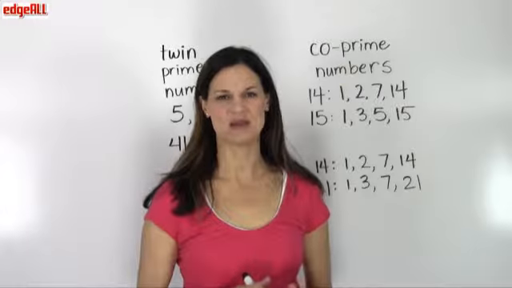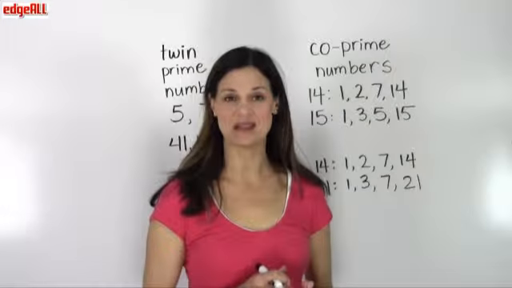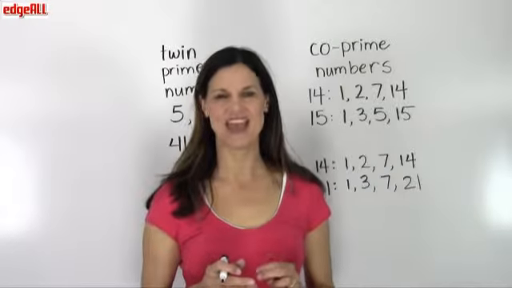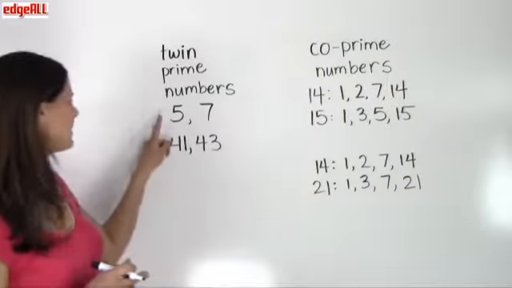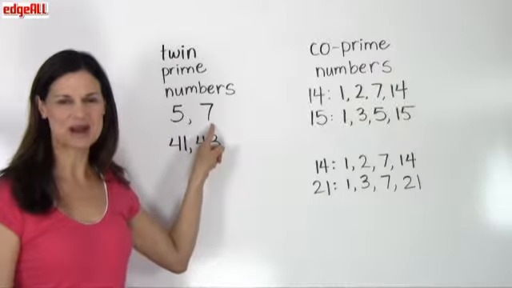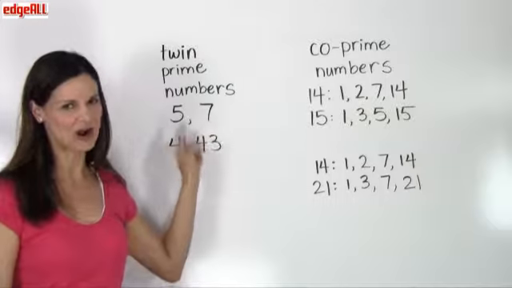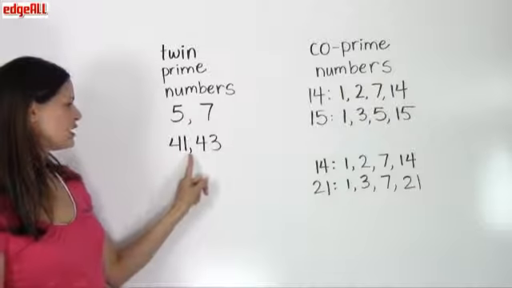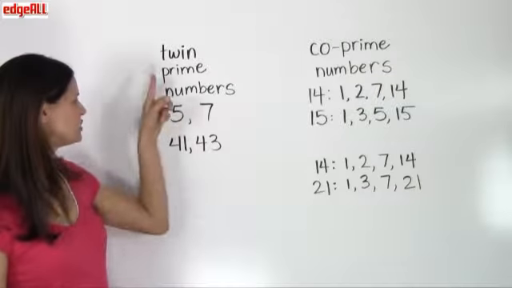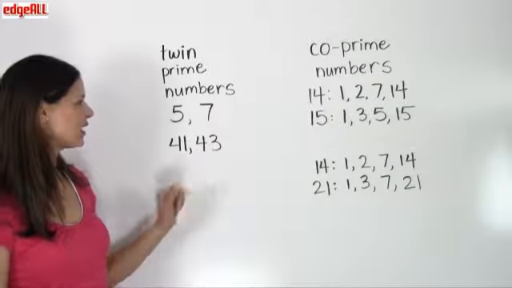Twin prime numbers are two prime numbers which are apart by 2, and they're called twin prime numbers. So 5 and 7 are twin prime numbers because they are apart by 2. 41 and 43 is another example of twin prime numbers being apart by 2.